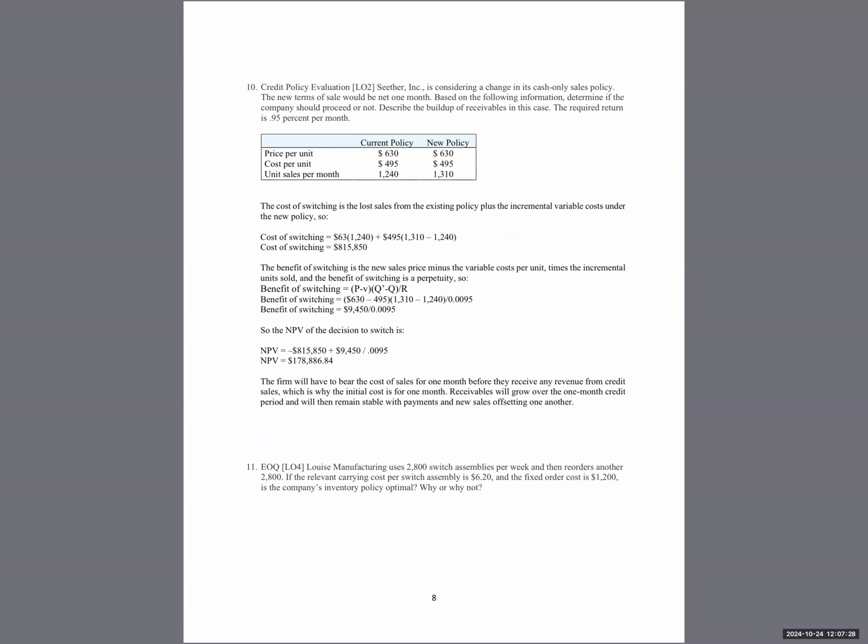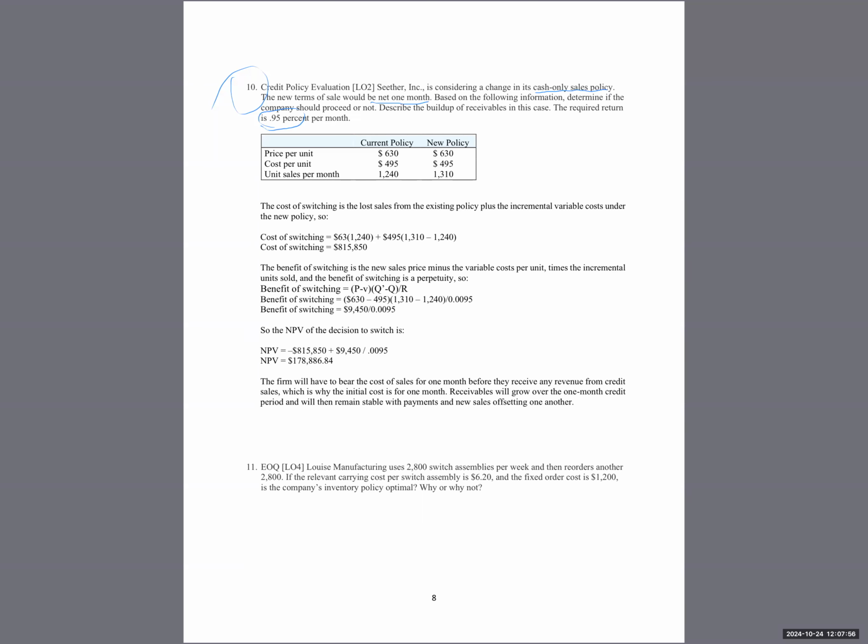Okay, so let's see question 10. A company is considering a change in its cash-only sales policy. The new terms of sales would be net one month. Based on the following information, determine whether the company should proceed or not. Describe the buildup of receivables. In this case, the required return is 0.95% per month.